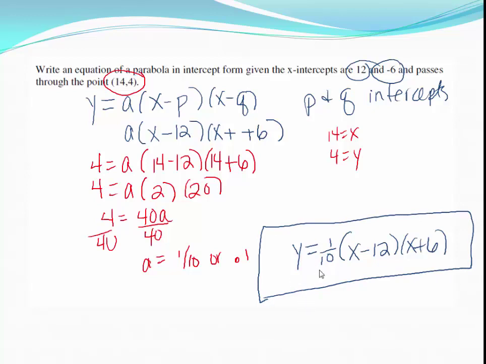So again, look and figure out what they give you. If they give you intercepts, use intercept form. If they give you the vertex, use vertex form. I highly doubt you would ever have to write anything in standard form right from a story problem.